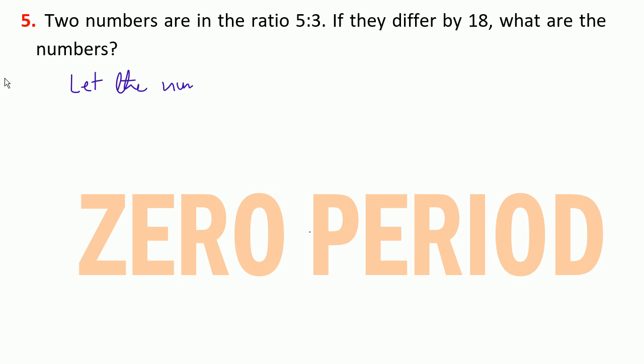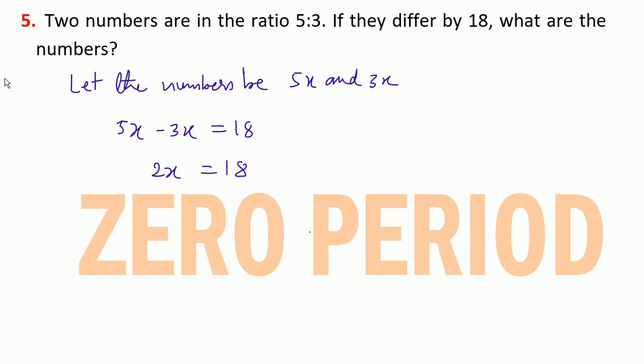Let the numbers be 5x and 3x. These are the numbers and they differ by 18. It means the difference between these two numbers is 18. So 5x minus 3x is 18. If we subtract 5x minus 3x, we get 2x. So 2x is 18. Then for finding the value of x, we need to transpose this 2 to the right hand side. So x equals 18 upon 2. It means x equals 9.